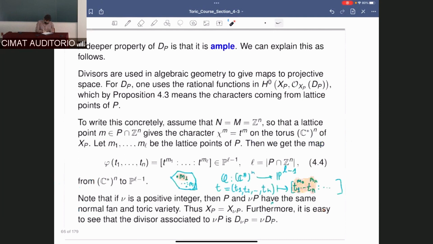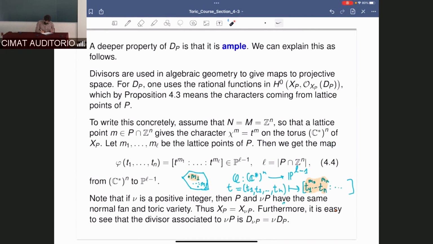Just look at the lattice points and use that as the coordinates of your map. Out of this first one, I just got the first coordinate. The other ones would give you the other coordinates, like here. You use m1 for the first coordinate, ml for the last coordinate. You get a map to projective space. Maybe it doesn't give you an embedding, but if you scale your polytope, it does.